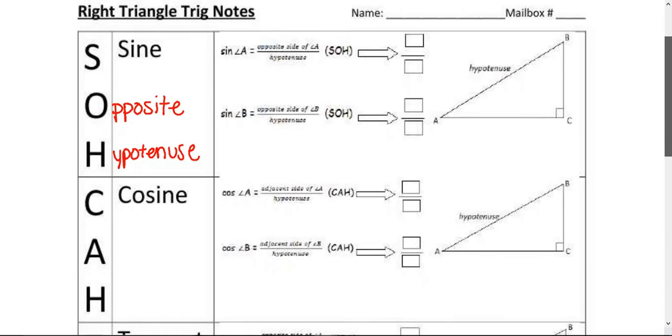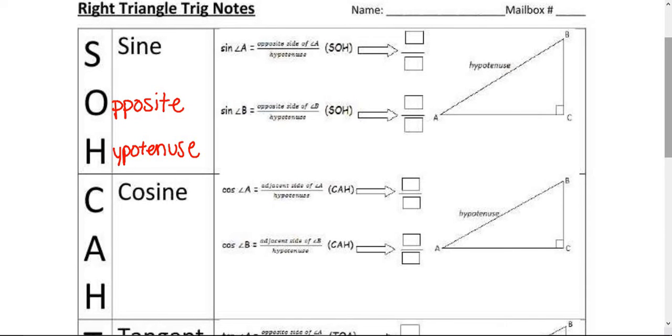So let's look at this example here. If we are looking at the sine of angle A, with the trig functions it's always of an angle, and then we set that equal. So sine of angle A is right here. The opposite side to angle A is BC. That is on top, because opposite is first. It goes SOH. And then we've got the hypotenuse, and the hypotenuse is always the one across from our right angle. So our hypotenuse is AB. Okay? So we would have side BC over AB.